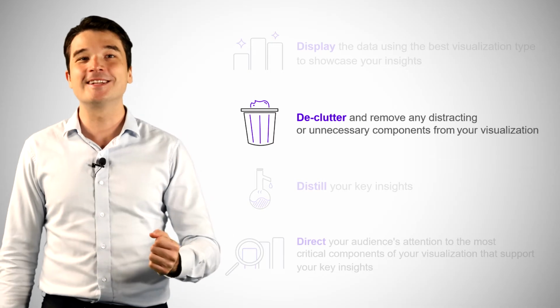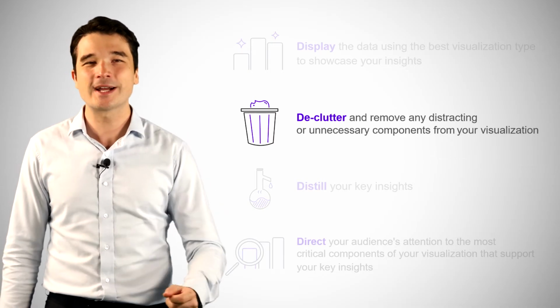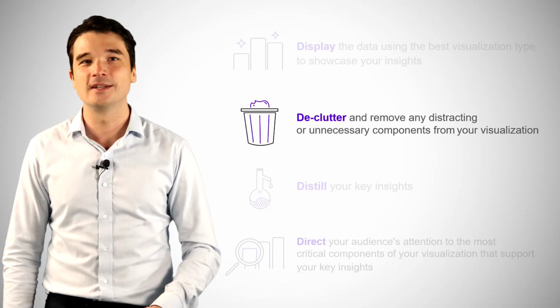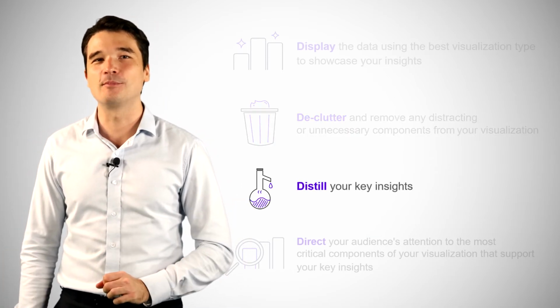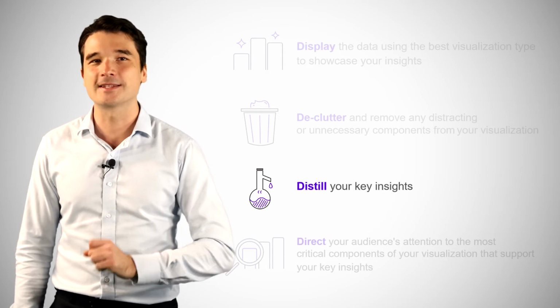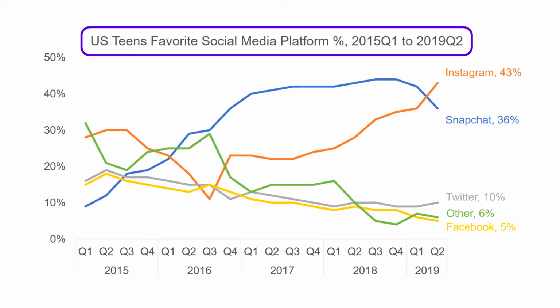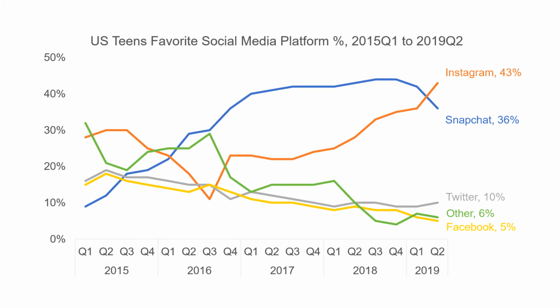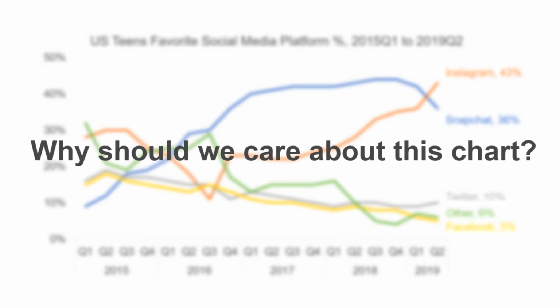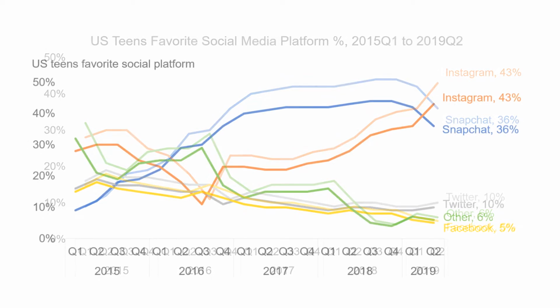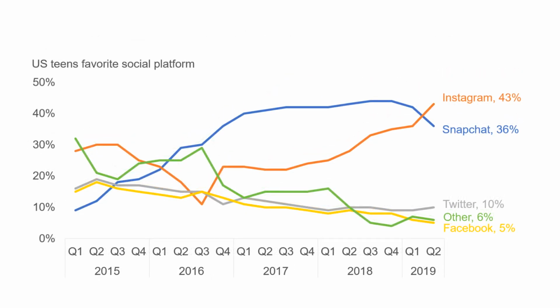We finally have a chart that is decluttered and is free of distracting and unnecessary components. Now that we're working with a chart that's easier to read and interpret, we can distill our key insights. Our current title tells our audience what's in the chart, but it fails to tell our audience why they should care about the chart. So we're going to free up plenty of space above our chart to articulate to our audience very clearly what that key takeaway is.